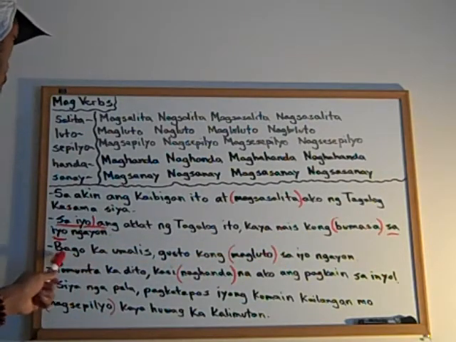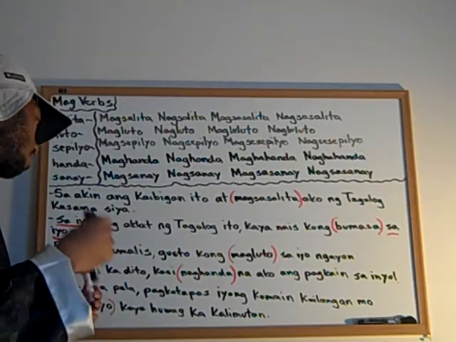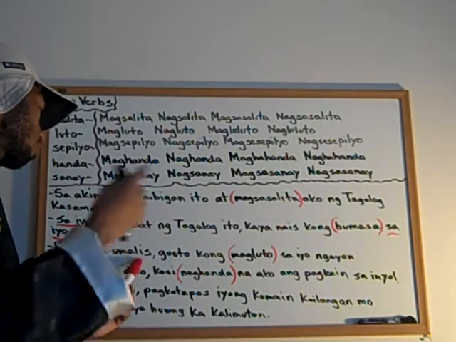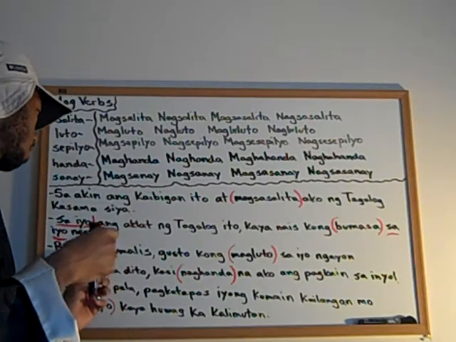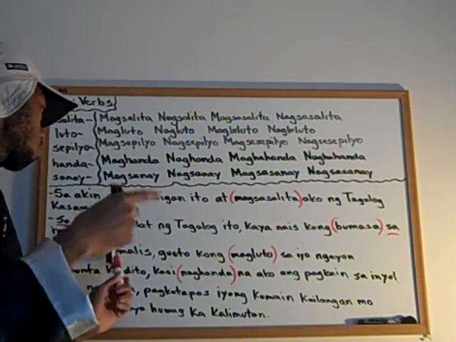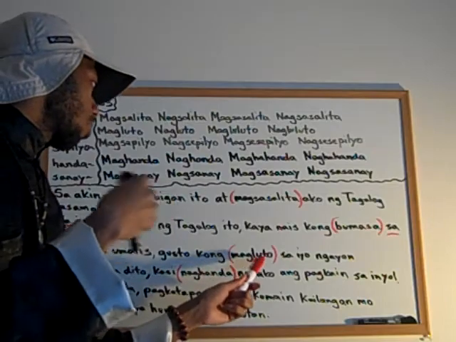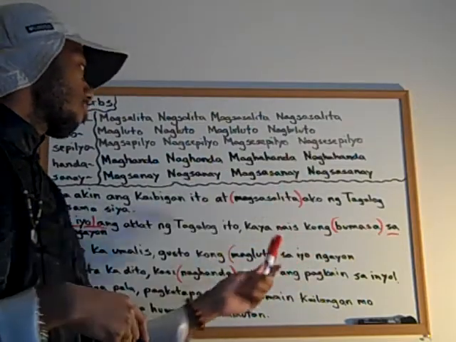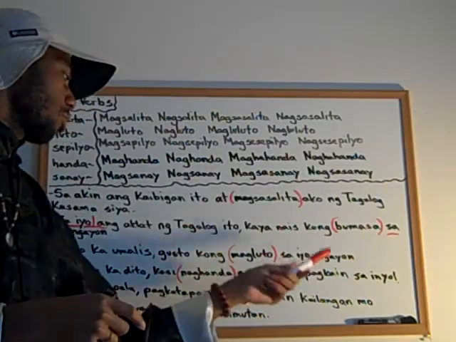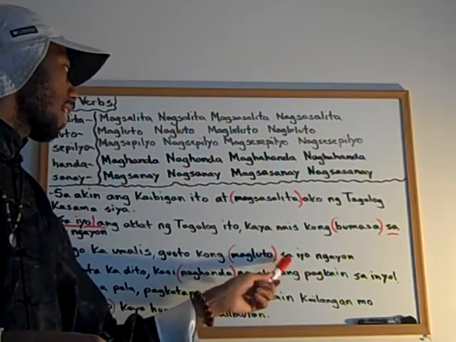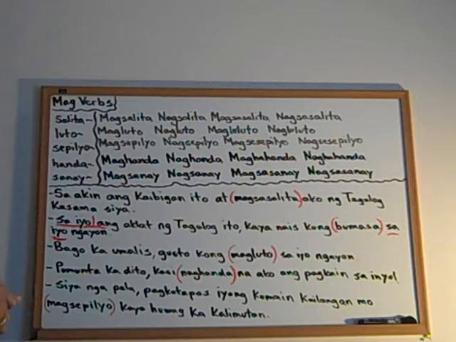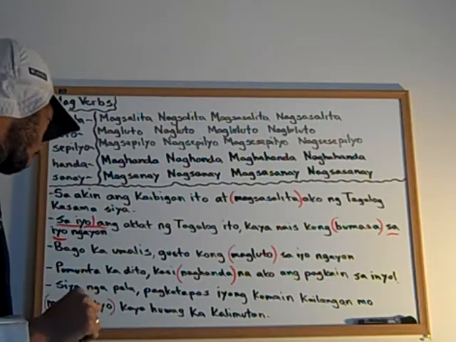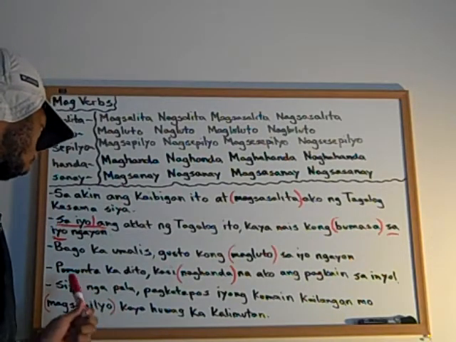Bago ka. So bago means before. So bago ka, before you, umalis, before you leave. Umalis is the infinitive of to leave. Bago ka umalis, gusto kong magluto, I want to cook sa iyo ngayon. For you, again. I want it for you now. Okay, we have sa iyo just like before. Alright. Let's see. Okay. So, next one.